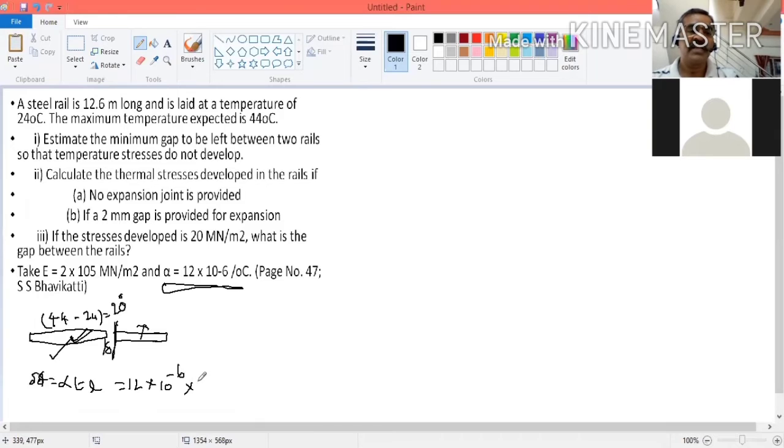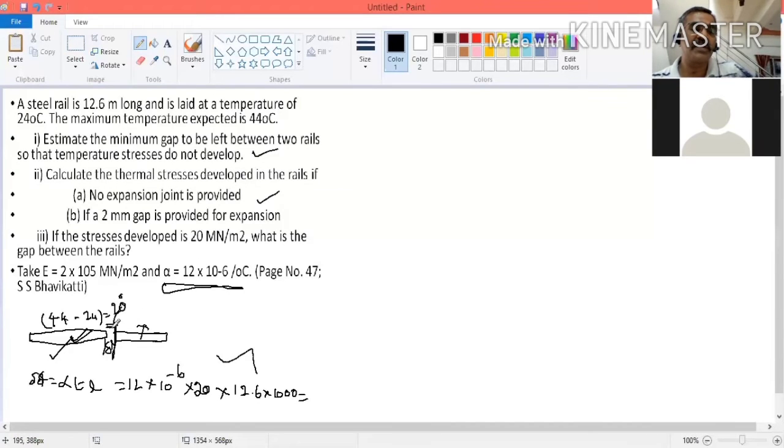What is T? Rise in temperature, 20 degree, into L, 12.6 meters. You convert this into millimeter. So this will be the delta L. This much amount of gap must be given not to develop any stress. So this is over. Now calculate the thermal stress developed in the rail if no expansion joint is provided.